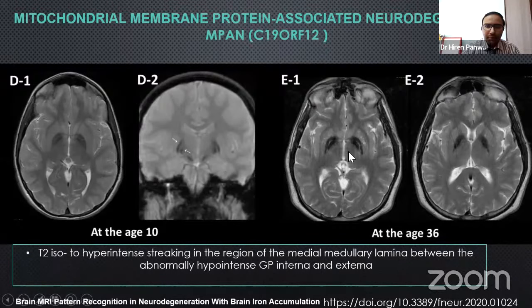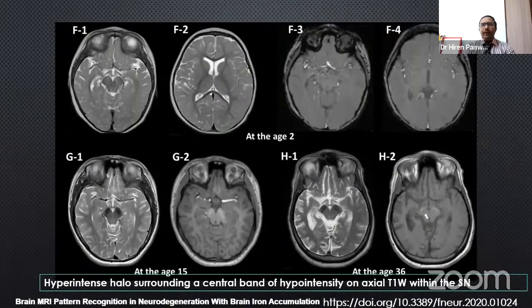And this is the same patient, imaged after some time, and we can see that there is progressive, more deposition of iron-related T2 hypointensity, which can be progressive subsequently. This is another example of NBIA, that is BPAN. So here we can see that involvement of the substantia nigra is classical, but in the initial scan, it was not showing any susceptibility or any abnormal signal intensity. And over the years, we can see that classical appearance.